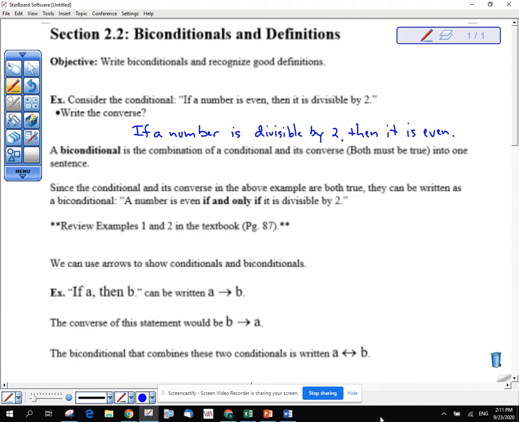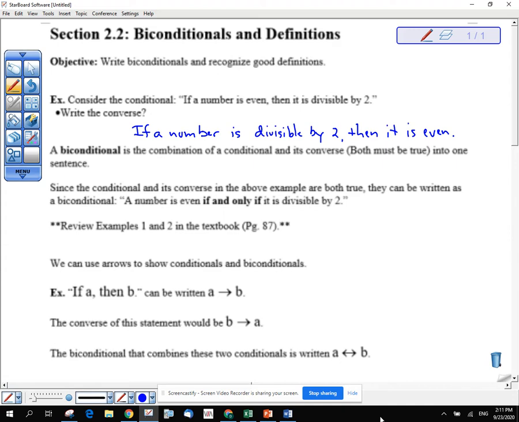Okay. All right. So first of all, we say consider the conditional. If a number is even, then it is divisible by 2. And then they ask us to write the converse. I've already done that. This is what you should have learned to do in 2.1. If you can't write a converse yet, you shouldn't be on to this video. You should be working on your 2.1 homework. All right. So I wrote that, and it's if a number is divisible by 2, then it is even. So we have a conditional and its converse.